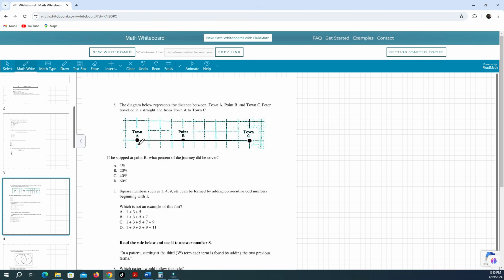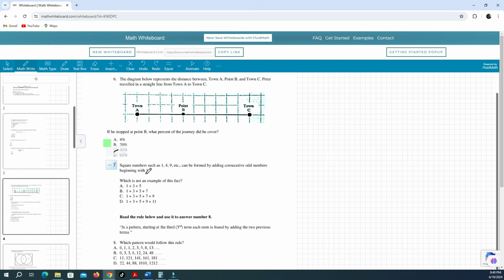Okay, alright, so I'll just count the lines from here. So the lines from town A to C is 1, 2, 3, 4, 5, 6, 7, 8, 9, 10. Then from A to B is 1, 2, 3, 4. So it will be 4 out of 10. So that to me looks like 40%.